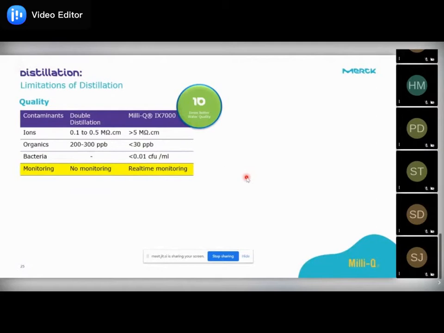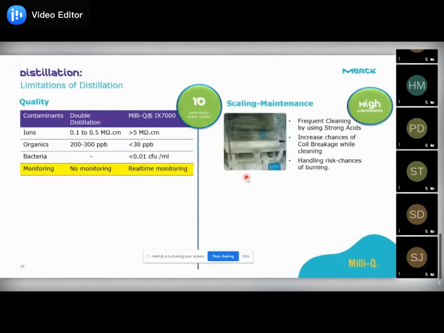Sometimes we are not in a position to identify the problem at all, whether it is coming from the water or it is coming from somewhere else. Scaling, in terms of maintenance, has always been a challenge. Why is it a challenge?